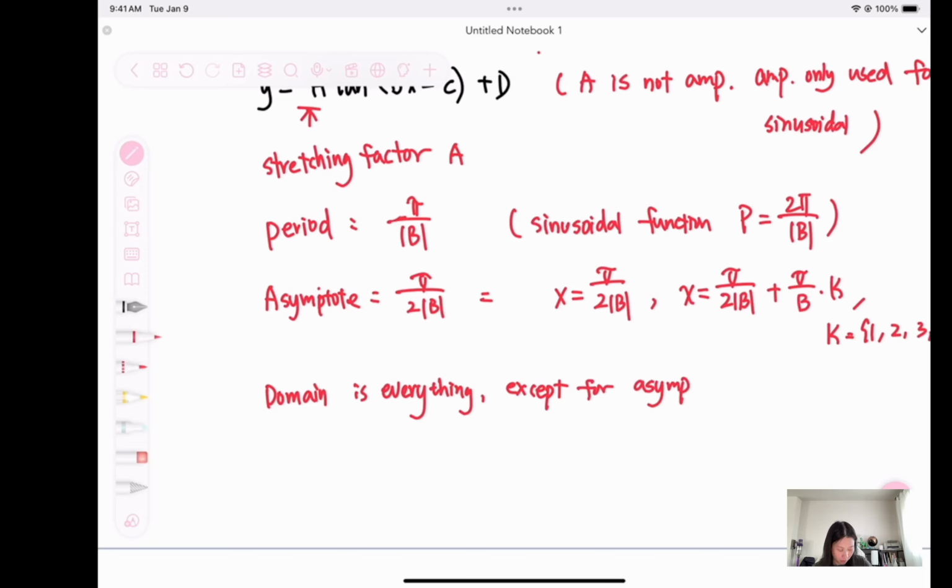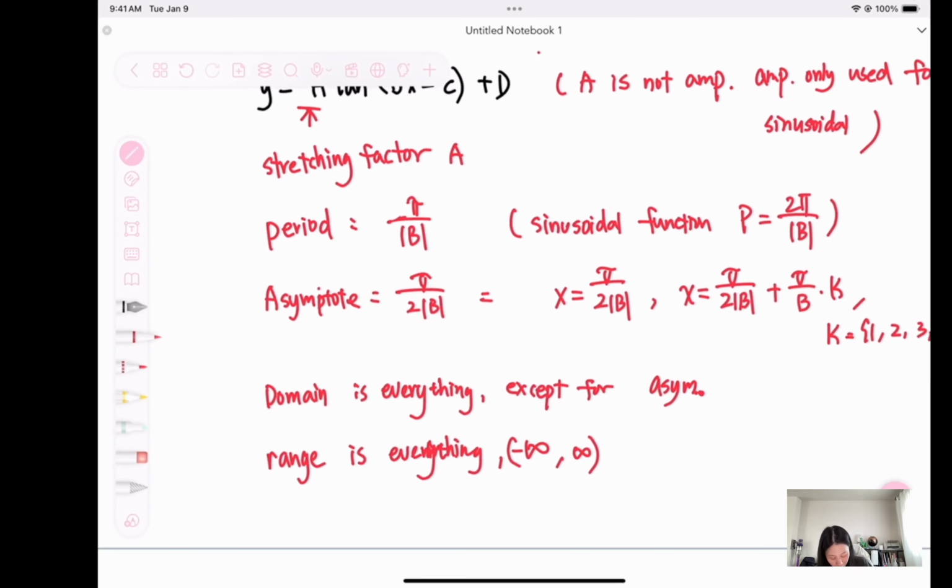So let me write the shorthand. Asymptote is ASYM. So that's my shorthand for asymptote. And then range is all the possible values for y. So y goes from negative infinity to infinity. That means it's everything, which gives you from negative infinity to infinity.